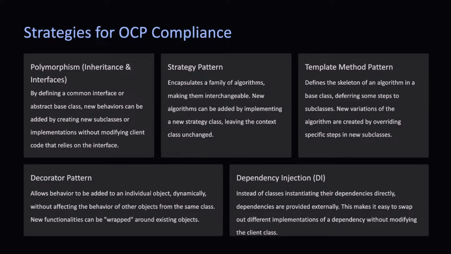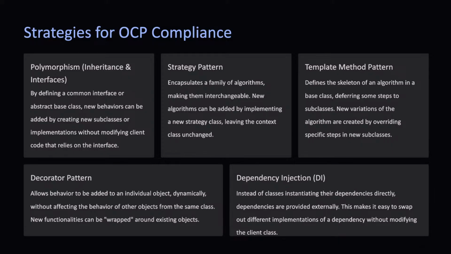And then next we have the template method pattern, which defines the skeleton of an algorithm in a base class and defers some steps to a subclass. So a new variation of the algorithm can be created by overriding the steps in the new subclass. This is not mostly used, but it is also a very good strategy for complying with the OCP.